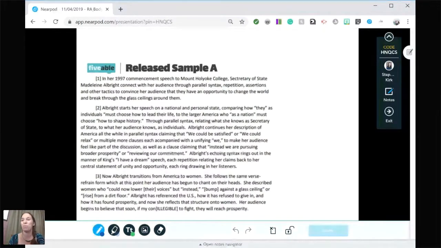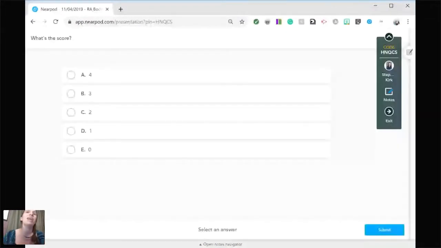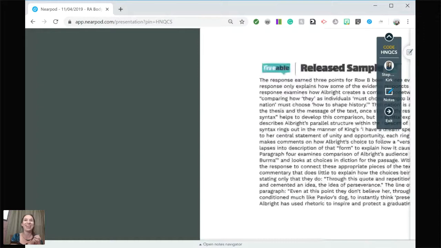Okay? All right. I'm curious. What do you think? Did this paragraph, what did it score? 4, 3, 2, 1, or nothing? What do you think it scored? Okay. Looks like we think it's a 3. Here you are. This response did, in fact, earn a 3.